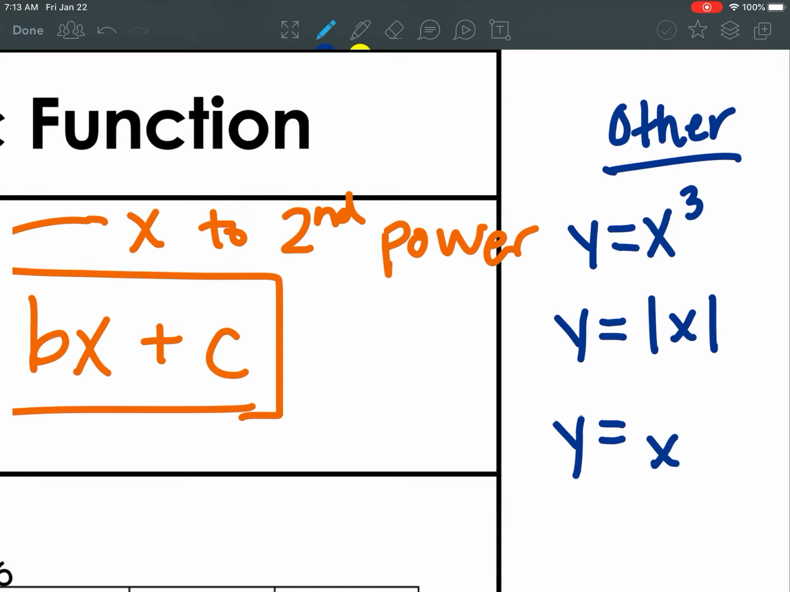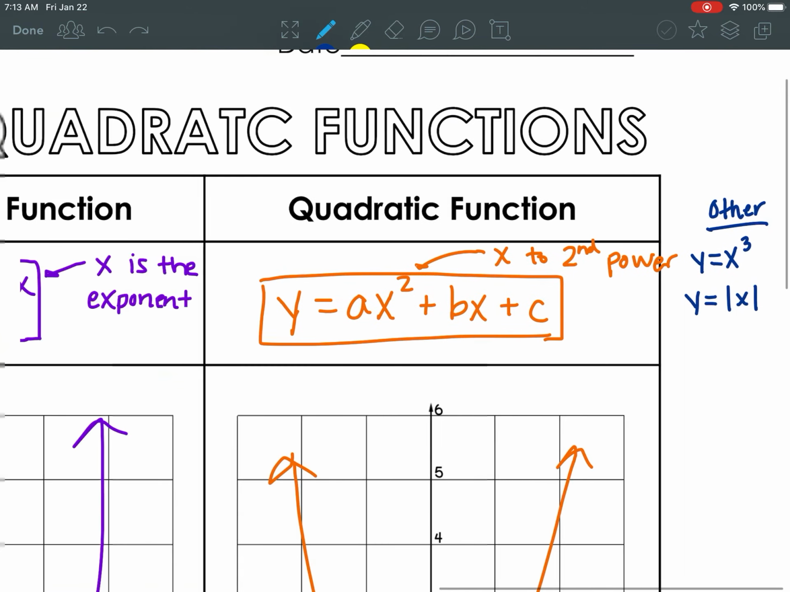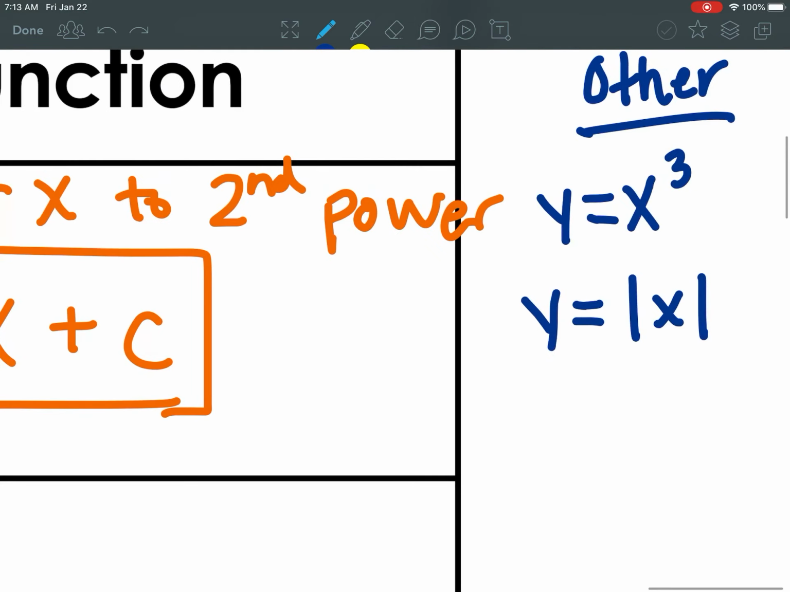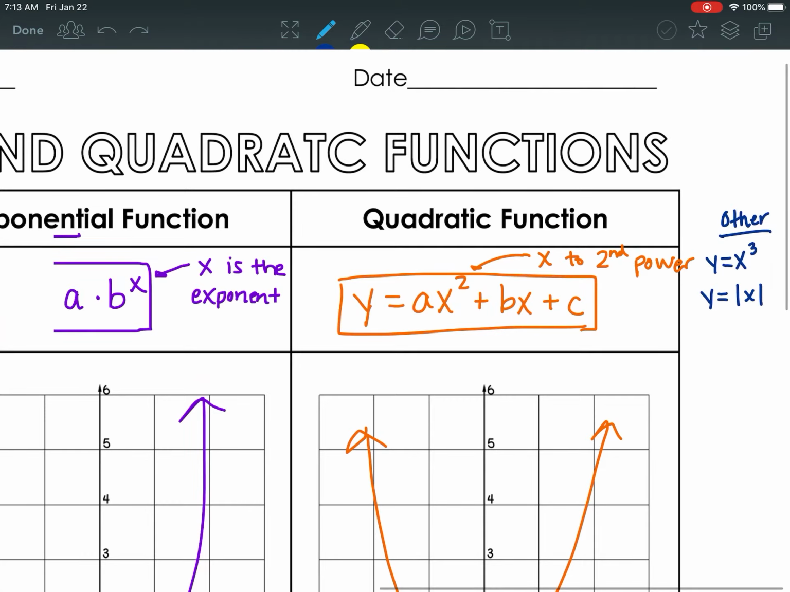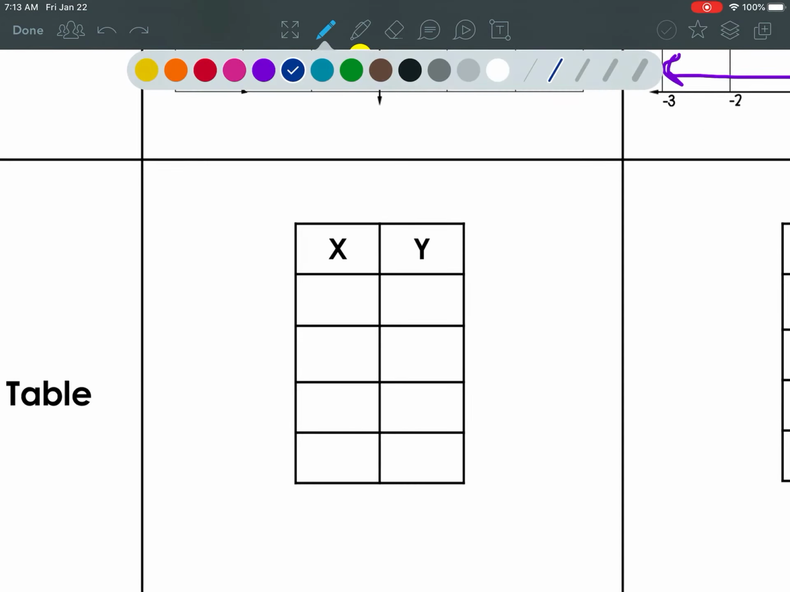So those are some examples. And then also, if you ever see x in the denominator, maybe something like that, that will not be... I'm going to take that back, because that could eventually be an exponential function. So I'm going to leave it there for the other category.